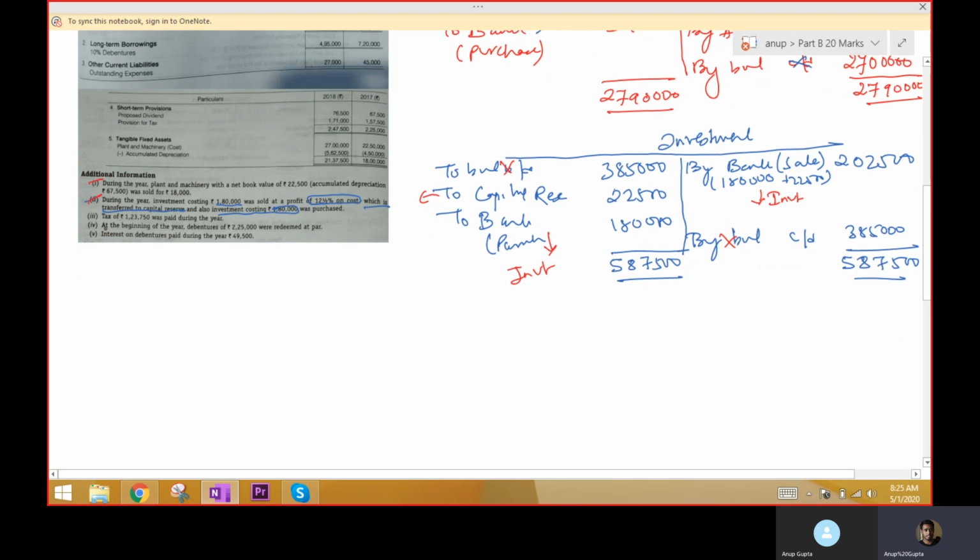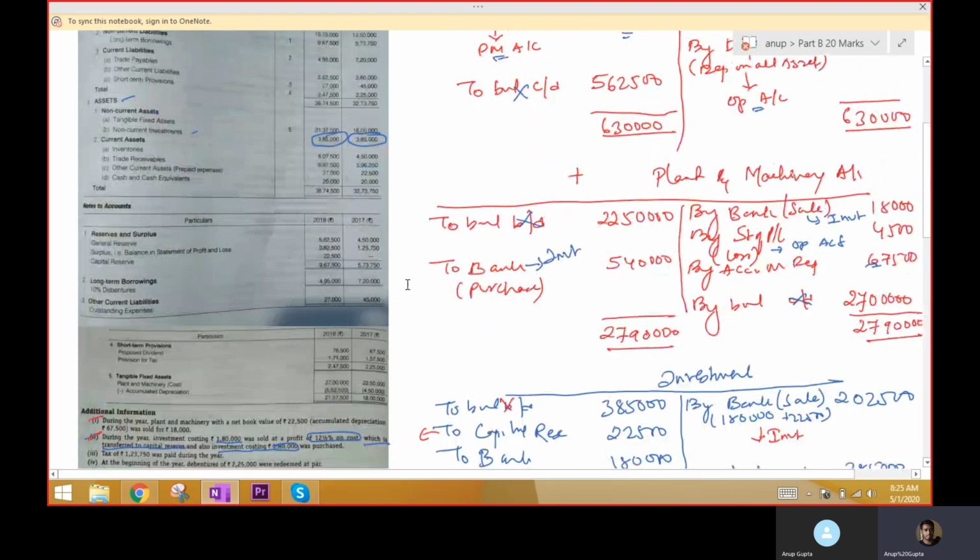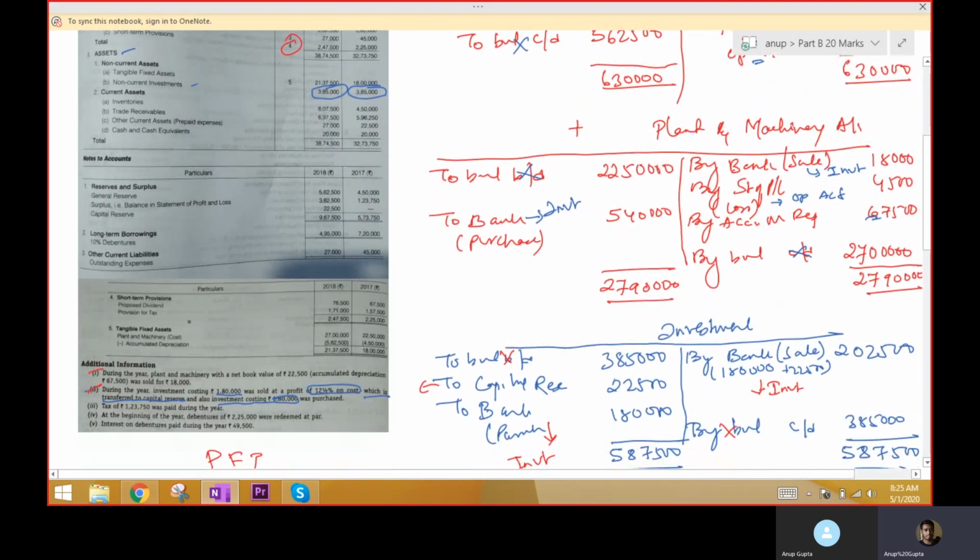Now the third, this is also done. Number two is done. Number one is done. The third information, tax paid. That means you have to make the provision for tax account. So let us make the provision for tax account. Provision for tax account. It is a liability, so it will have a credit balance. By balance b/d. Let us see where is the provision. Provision for tax will be short term provision, I guess. Yes, short term provision, but there is a note. So let us go to the note. Short term provision, yes, here is the amount. Opening balance will be 1,57,500.